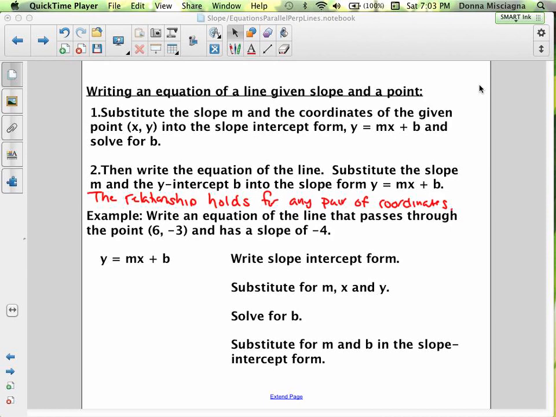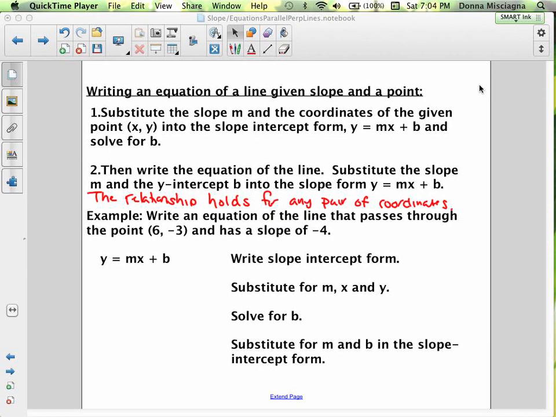We're going to substitute the slope m and the coordinates of the given point x, y into the slope-intercept form, y equals mx plus b, and we're going to solve for b. This is the one and only time I ever do this, because it's something you know, and then I'm going to show you another way. Then we're going to write the equation of the line.